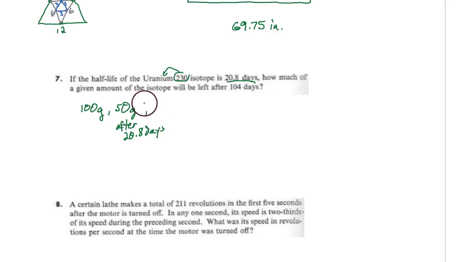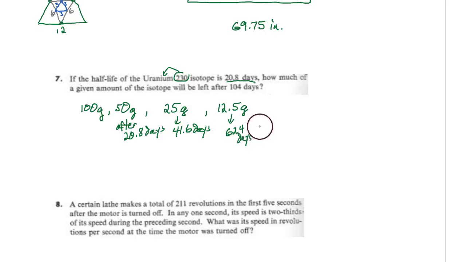20.8 days later, there will be half of the 50 grams left. So there will be 25 grams left after 41.6 days have gone by. In another 20.8 days, there'll be half of the 25 grams, which is 12.5 grams. And from the start, 62.4 days will have gone by.